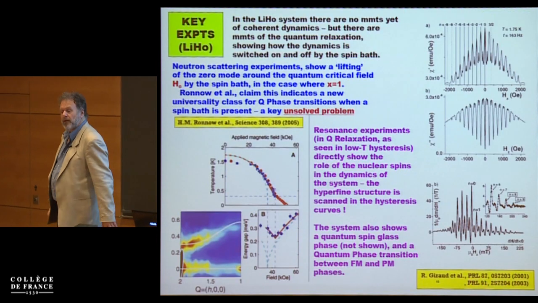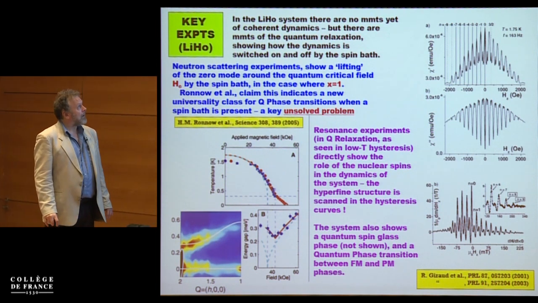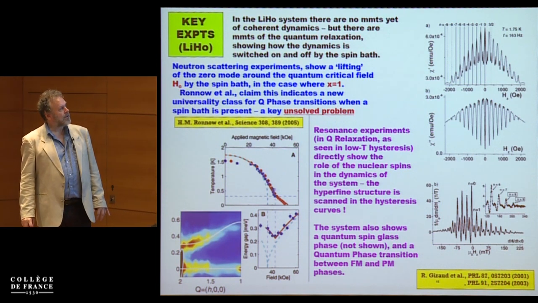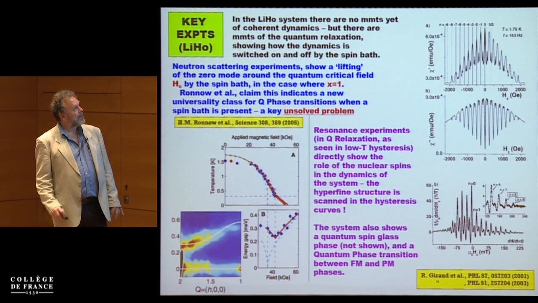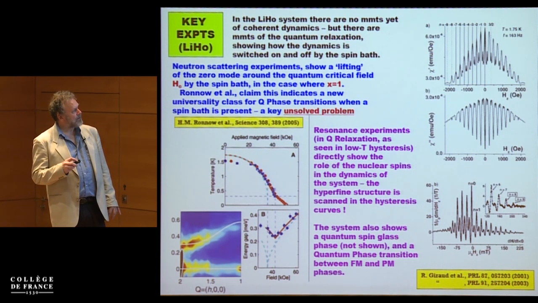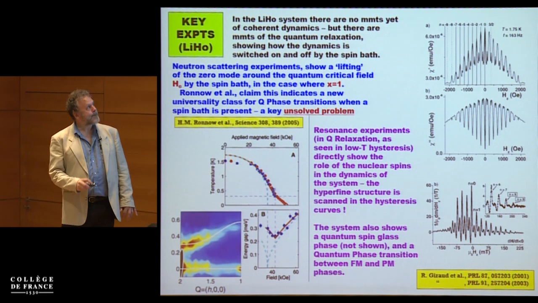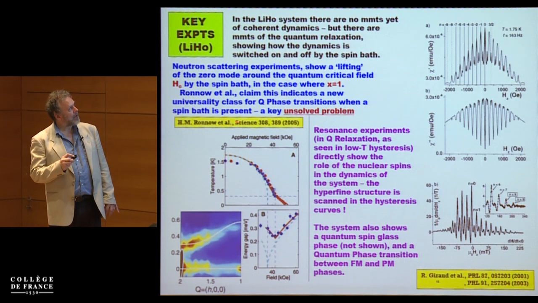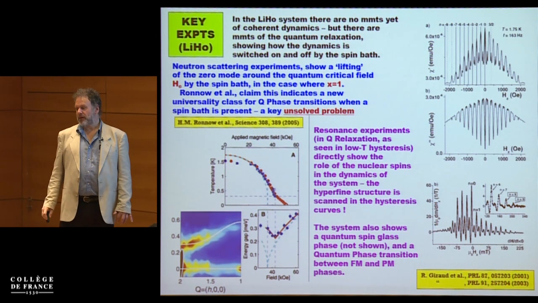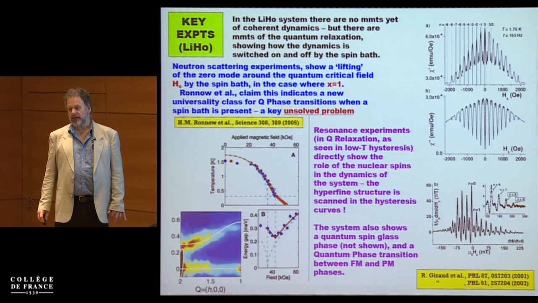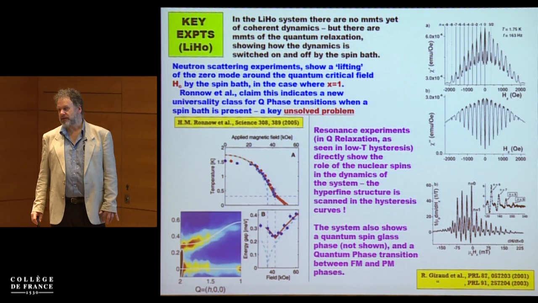So here are some of the experiments on this system that are interesting. I'm going to discuss, first of all, these neutron scattering experiments. This was an experiment by the group of Aeppli and Rosenbaum. The title of their paper says everything that they wanted to say in the paper. It was the effect of a spin bath on quantum phase transitions.